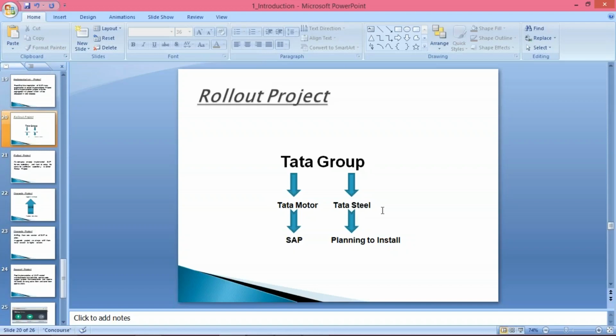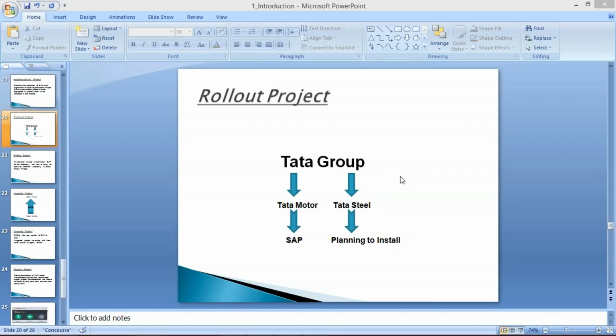But under the same group, for a different subsidiary, Tata Steel, we are going to do the same implementation, in the sense the same installation. The same installation is going to happen a second time for a different subsidiary. That is called a rollout project, guys. Rollout project means that in the same organization, if we do SAP installation for a different subsidiary, then this project will be treated as a rollout project.